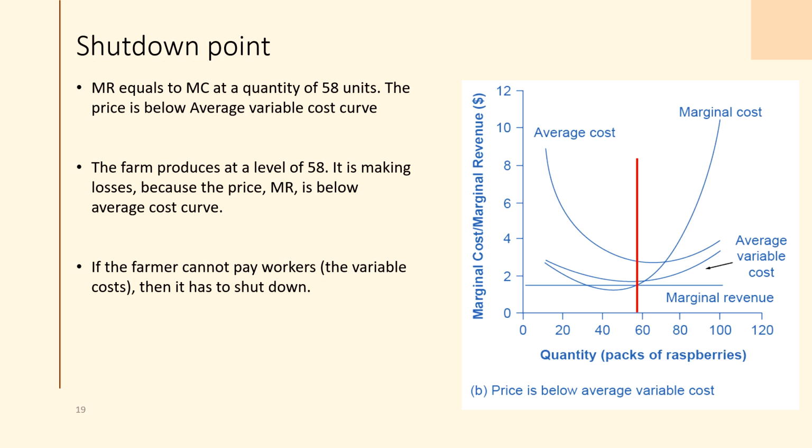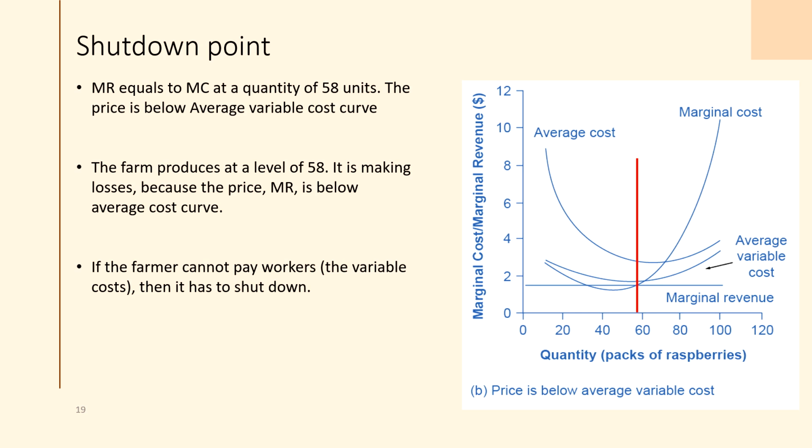This means that the revenue the firm earns from selling its output is not even enough to cover its variable cost. In other words, for each unit produced, the firm is losing money not only on fixed cost, but also on variable cost. If the firm continues to operate, it will increase its losses because it cannot even pay for the inputs required to produce output. In this situation, the best decision is to shut down production in the short run.